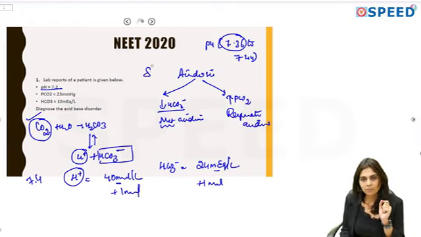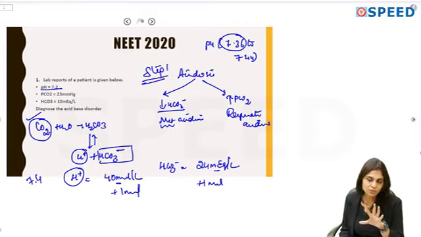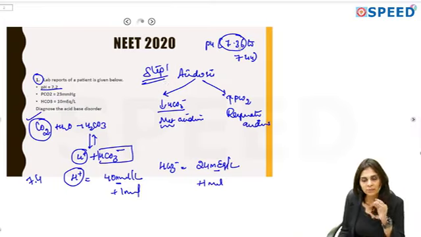So this is step number 1. I have not told you the actual step number 1, but listen to this for questions of this kind, which normally appear in NEET or in INI-CET. This is how you should approach the question. You first look at pH. Normal pH is between 7.36 and 7.44. If the pH is less, it's acidosis.